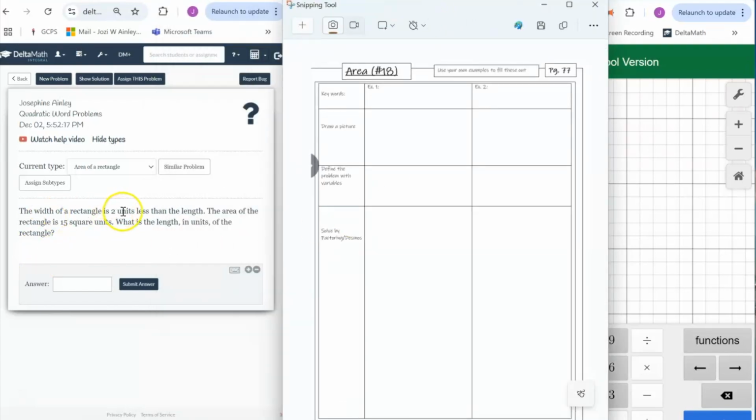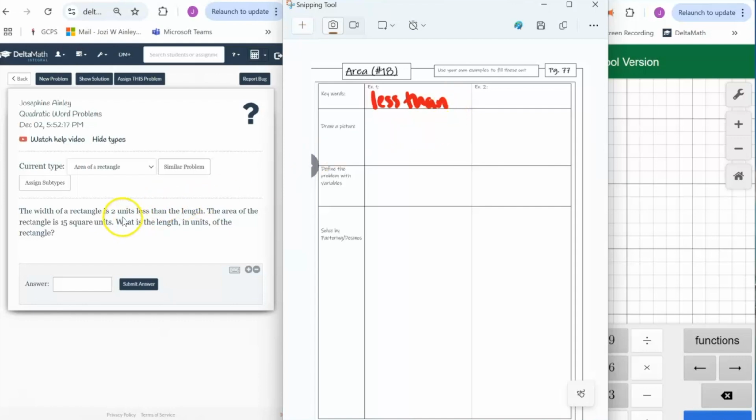The width of a rectangle is 2 units less than. Okay, less than means smaller. So 2 units less than the length. Now the only thing about this less than you need to remember is this example. Miss Ainley goes to the cafeteria from her classroom. Where did I start? Even though I keep saying cafeteria first, where does she start? Her classroom. So even though classroom is second, she still starts at the classroom.